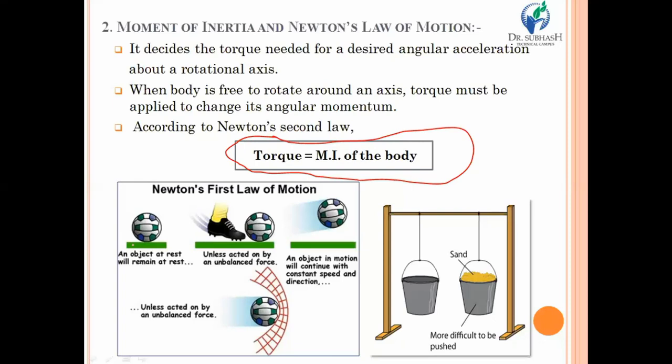Look at the left hand side diagram. You have one football, and until and unless you kick that ball on its outer surface, the ball will not change its angular position. So ultimately, unless the body is acted upon by an external force or torque, it will not change its angular, linear or geometric position, and whatever force or torque is required to change this is always equal to the moment of inertia of that particular body.